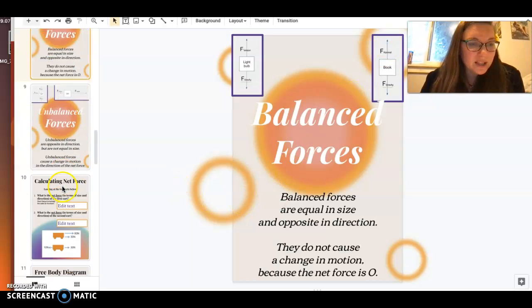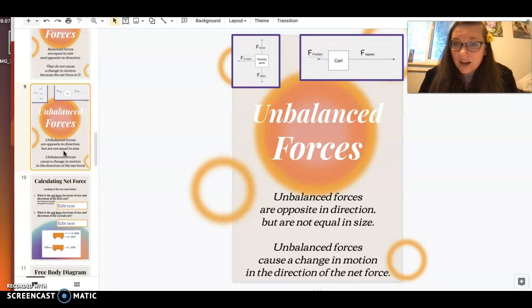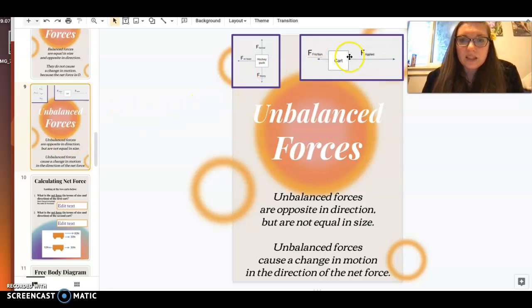But unbalanced forces are what cause things to move, to have a change in motion. So this cart may have this amount of friction acting on it, but it has this amount of applied force. So the actual amount of force that cart is going to feel in a certain direction is going to be the applied force minus the amount of friction force, and we'll be measuring that in newtons.